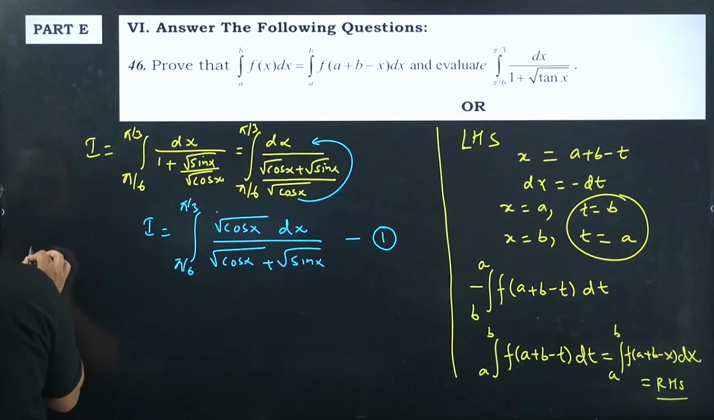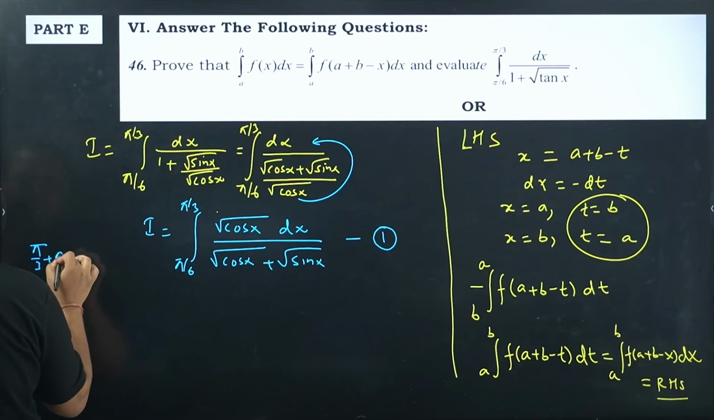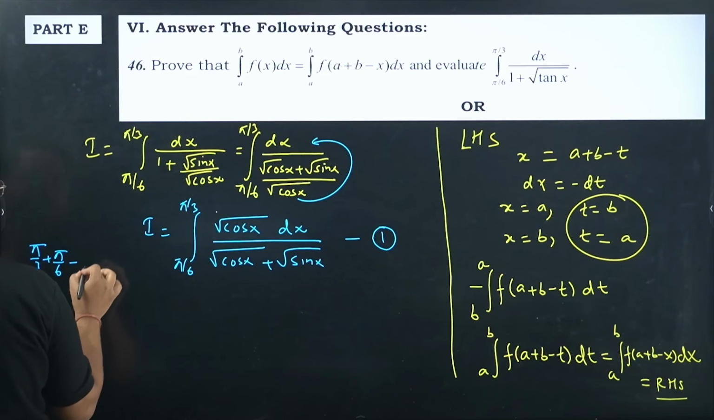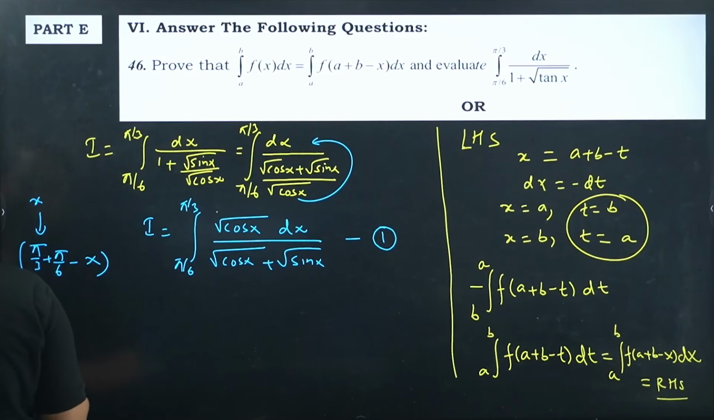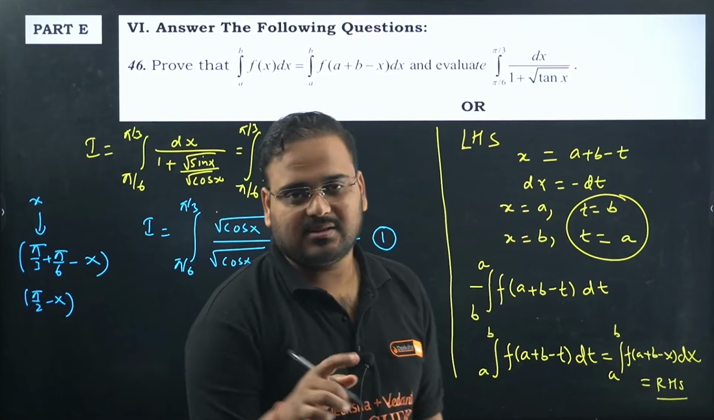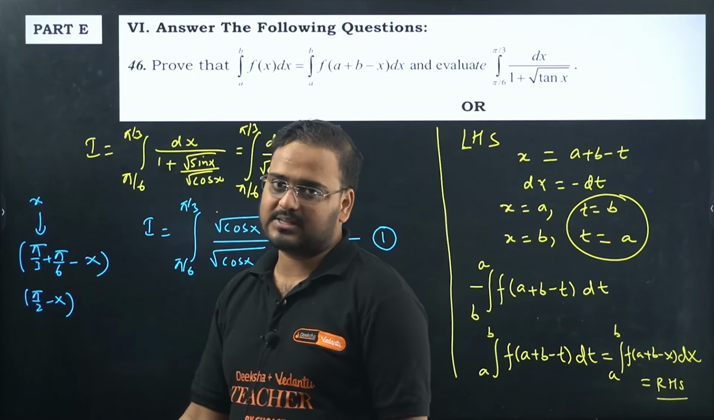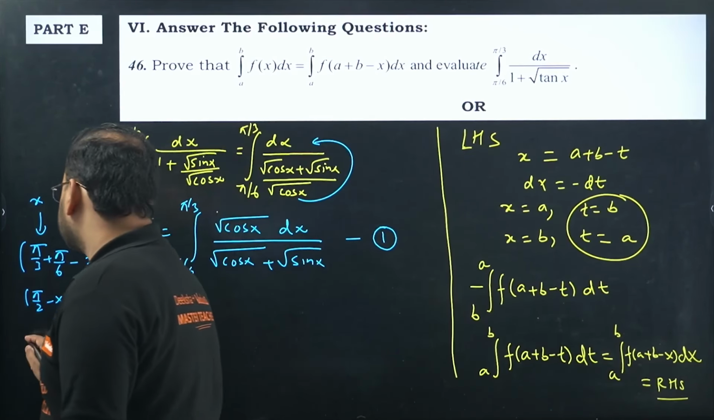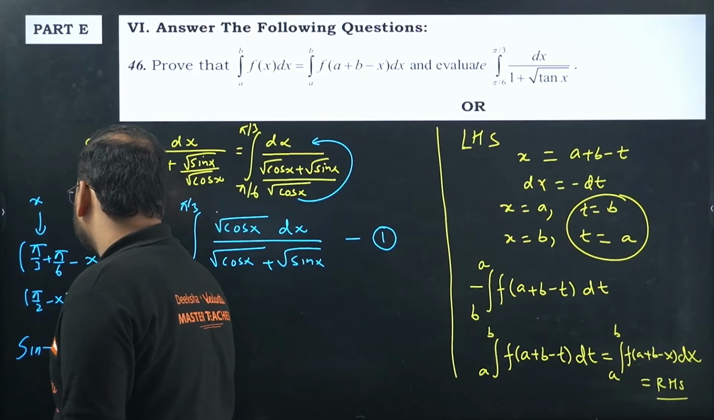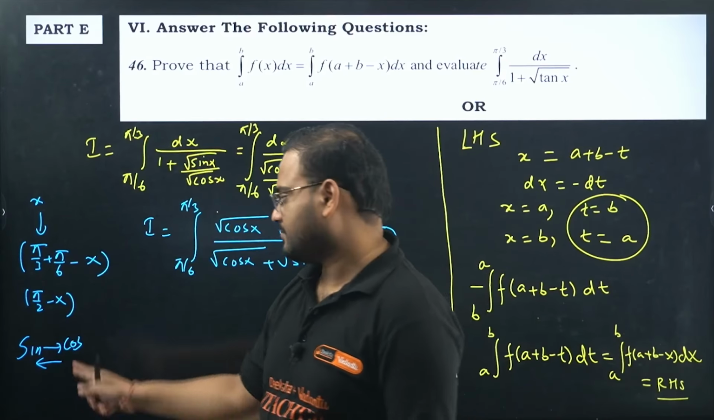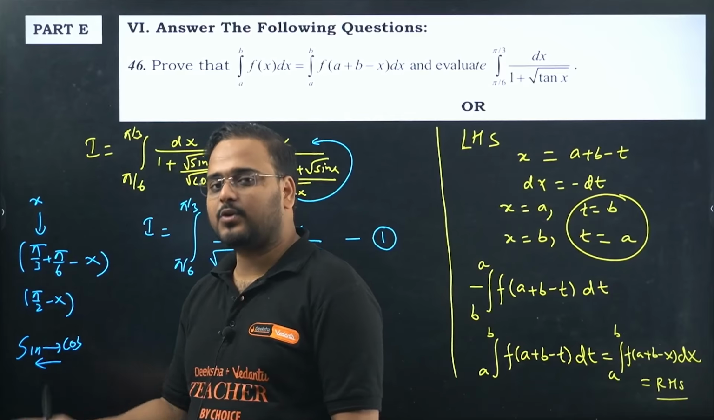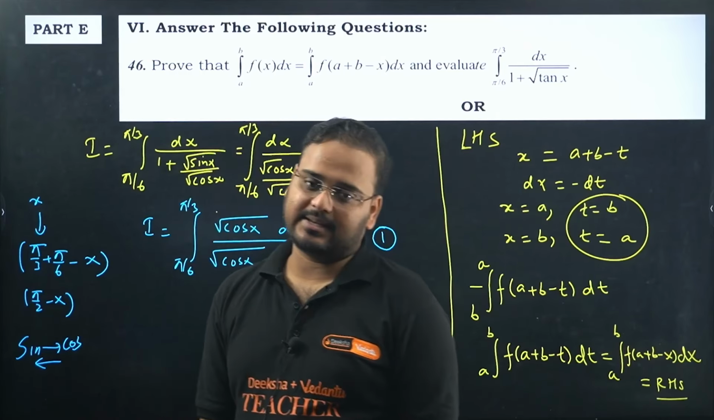Now in this equation 1 we're going to use King's rule. Adding the limits, pi by 3 plus pi by 6, minus the variable x, so I'm replacing x by this. I'll get pi by 2 minus x. Pi by 3 is 60, pi by 6 is 30, the sum is 90, so 90 is pi by 2 minus x. We all know very well that sine becomes cos and cos becomes sine when you take the angle as pi by 2 minus x. So sine of 90 minus x is cos x and cos of 90 minus x is sin x. Is it clear?